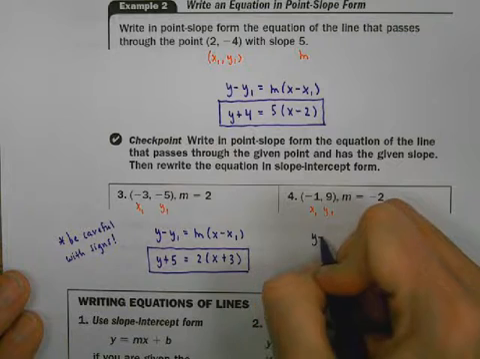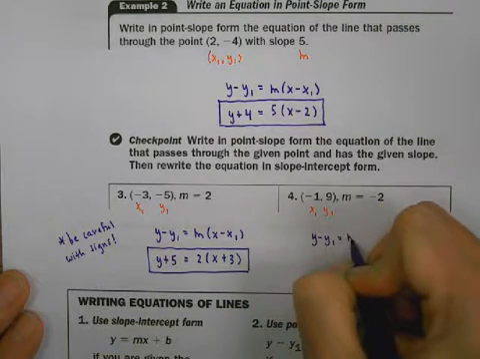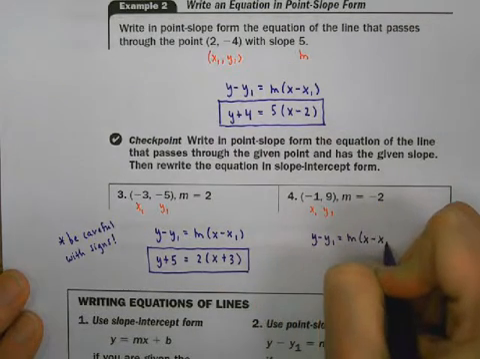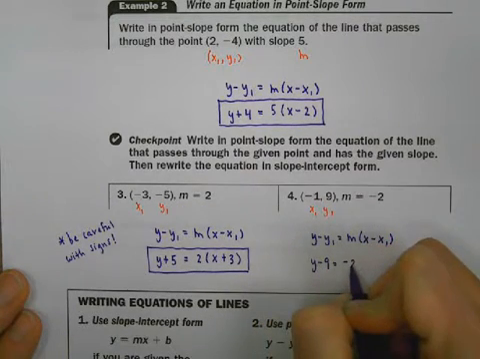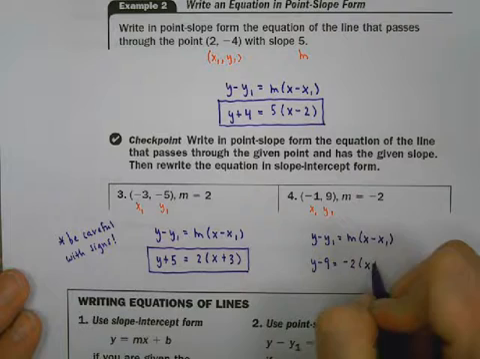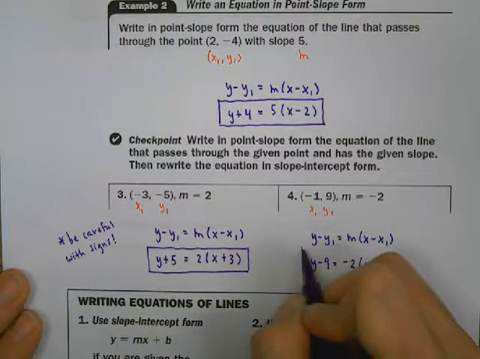Okay, and then the last one here, again, writing out the general formula. And now I just substitute. So I have y minus 9 equals -2 times (x plus 1).